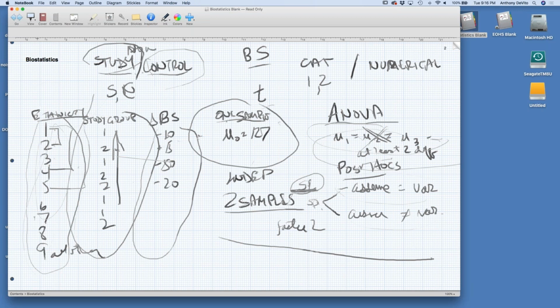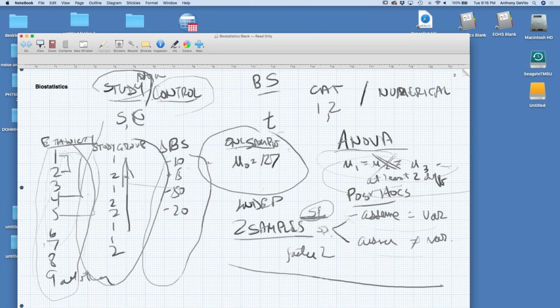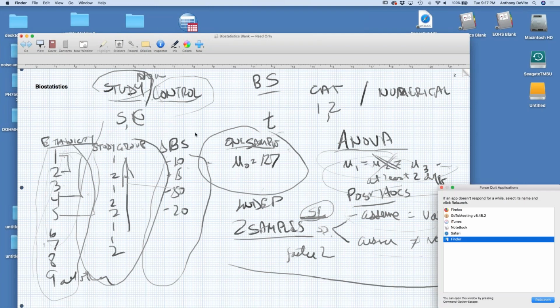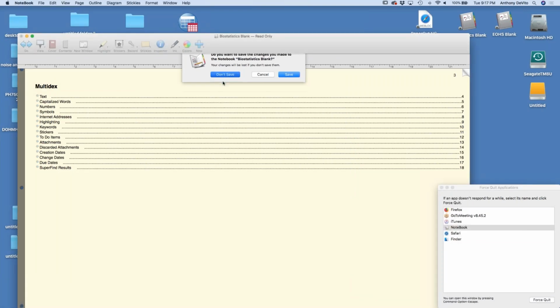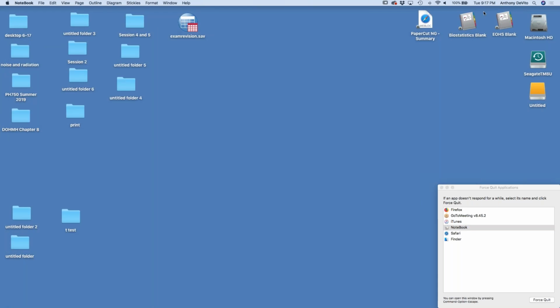Oops, I got a spinning beach ball there. Okay, let me just see if I can get force quit. Oh, I think it just woke up. Okay, let me open this again.